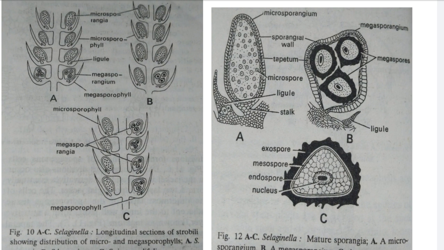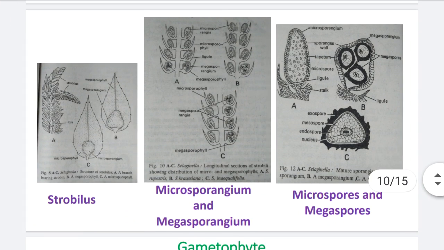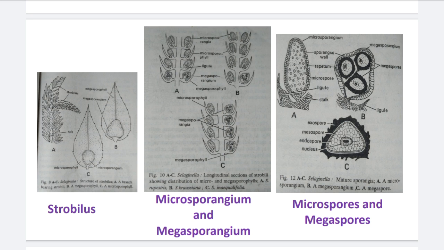You see in this third photograph, A diagram is there. A diagram is nothing but the diagram of the microsporangium, which contains many microspores. And in B diagram, a megasporangium is there, and a single megasporangium produces the 4 megaspores. In this way these three photoplates show strobilus, microsporangium, megasporangium, microspores and megaspores.